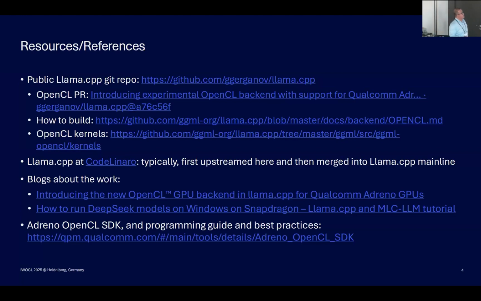So here are the resources and references for the project. We upstreamed the OpenCL backend to Llama.cpp, so you can get access to all the kernels and how to build through these links. We typically upstream some features first to the Adreno branch, which is sponsored by Qualcomm, and then we merge to the mainline. We also published a few blogs about this work. If you search for OpenCL, Llama.cpp, and Adreno, you will find a few about this work. Finally, we have the OpenCL SDK and also a programming guide, if people are interested in how to optimize OpenCL for Adreno GPU.